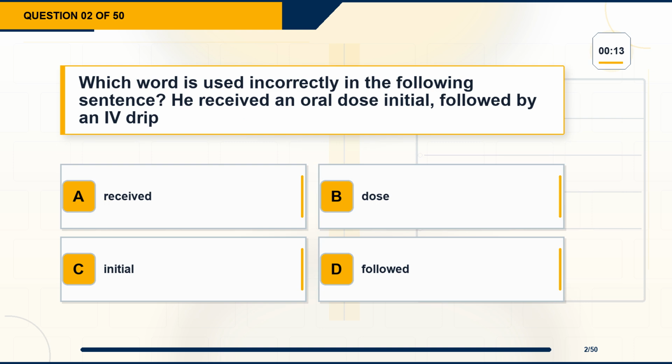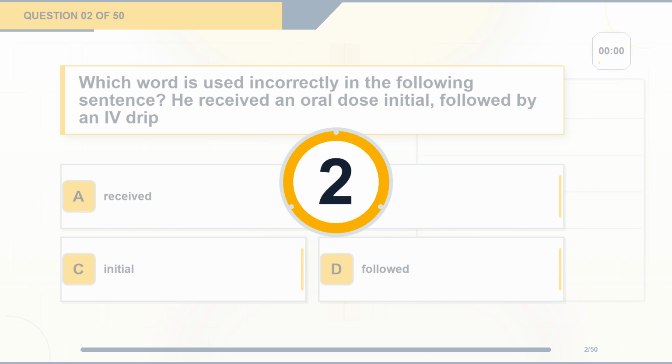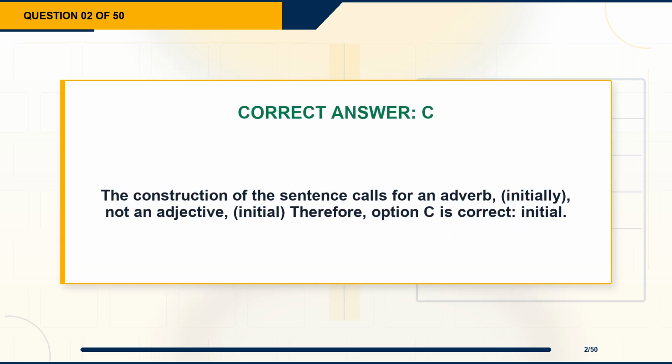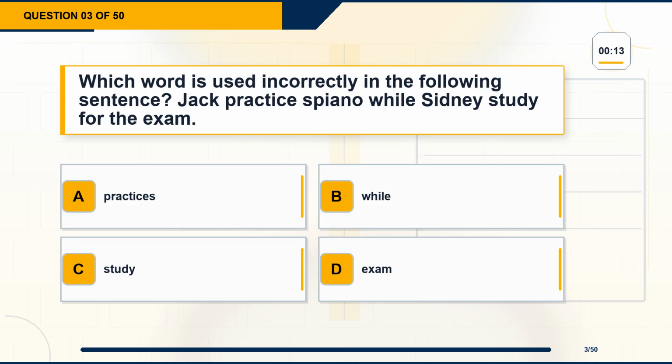Question 2. Which word is used incorrectly in the following sentence? He received an oral dose initial, followed by an IV drip. Option A, received. Option B, dose. Option C, initial. Option D, followed. The correct answer is option C, initial. Explanation. The construction of the sentence calls for an adverb, initially, not an adjective, initial. Therefore, option C is correct, initial.